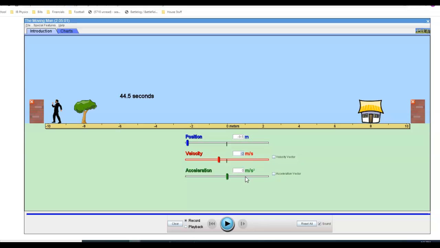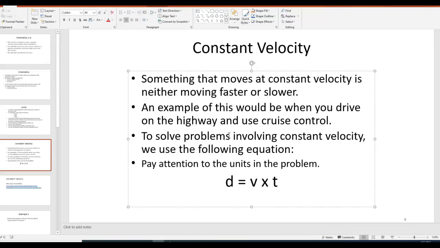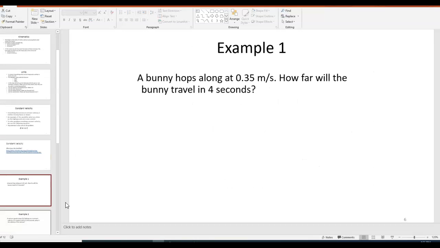And again, this is 4 meters per second, so he's going faster to the right because it's a positive velocity. There are lots of situations where you might see constant velocity in real life, but it's a very simplified type of motion, and you don't see it too often in real life. But that's what we're going to start with. So let's do some simple examples with constant velocity.